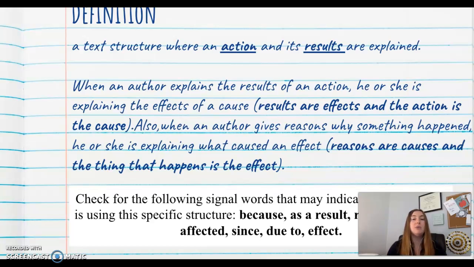Okay, go ahead and just write that first definition there at the top. It's just a text structure where an action and its results are explained. That's all you need to write for this, but the rest is more explanation.